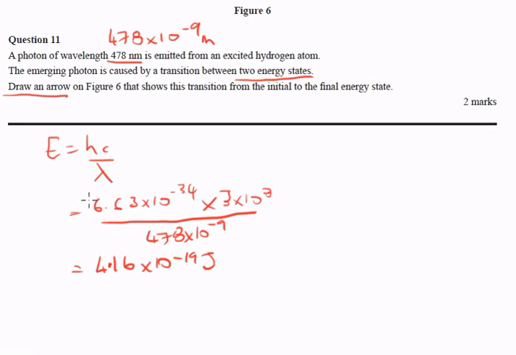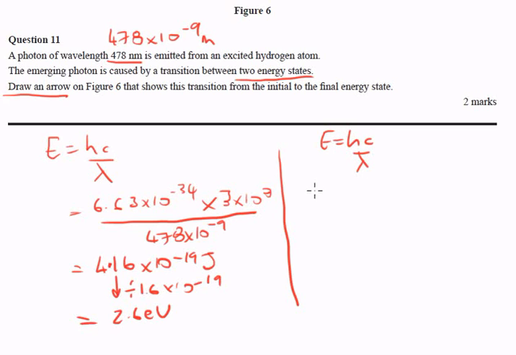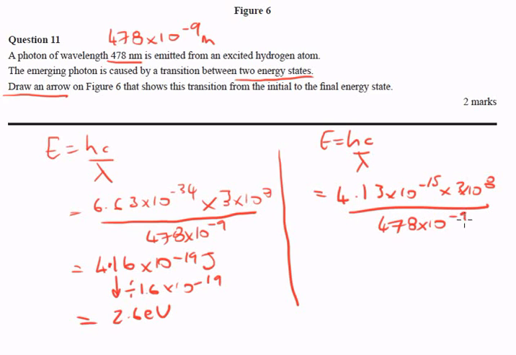Using this Planck's constant gives us joules, and then we have to turn it to electron volts by dividing by 1.6 by 10 to the minus 19, and that gives us 2.6 electron volts. If we were to do the same formula but use the other Planck's constant, we'd get 4.13 by 10 to the minus 15. The speed of light's still the same, 3 by 10 to the 8. Wavelength's still the same, 478 by 10 to the minus 9. And that gives straight away the 2.6 electron volts. So we've got the same answer in both cases.